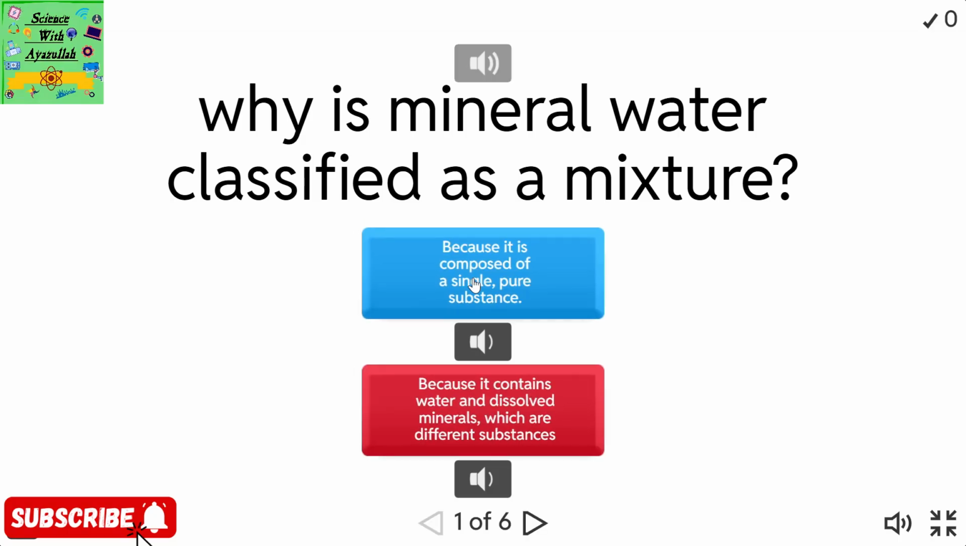Why is mineral water classified as a mixture? Because it is composed of a single, pure substance. Because it contains water and dissolved minerals, which are different substances.